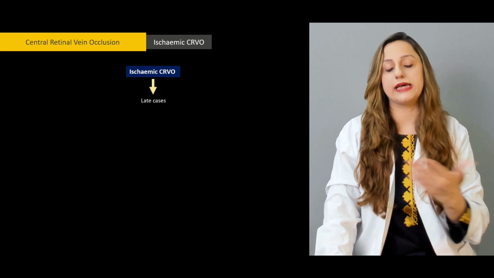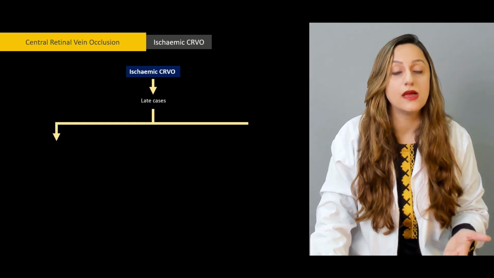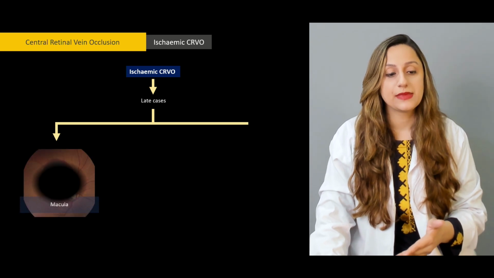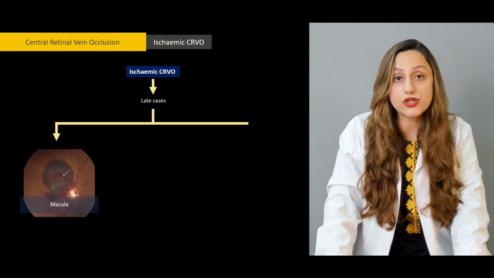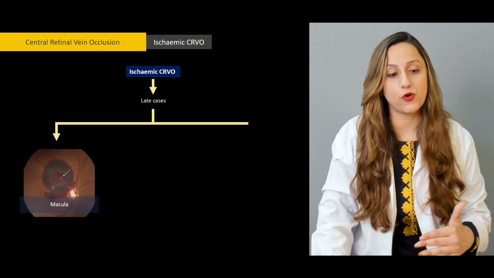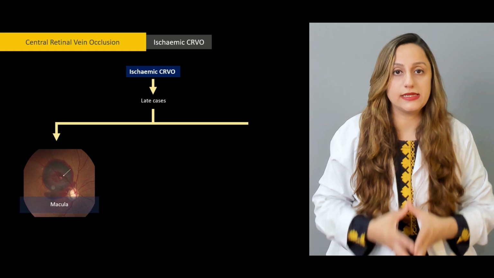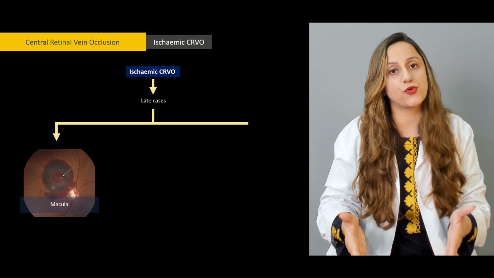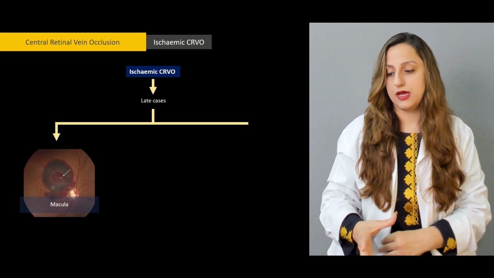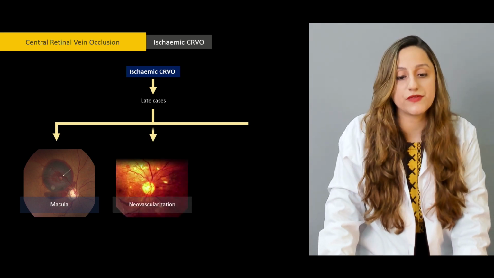Then finally, we have the late cases, the advanced stages of the central retinal vein occlusion, which are going to have ocular manifestations in which the macula is also involved, and obviously the macula is responsible for the central vision in an individual. So if this macular region is affected, that is going to affect the central vision, and that is going to be responsible for a visual defect in the central vision of that individual.